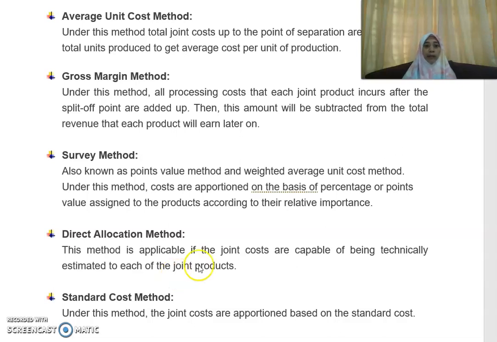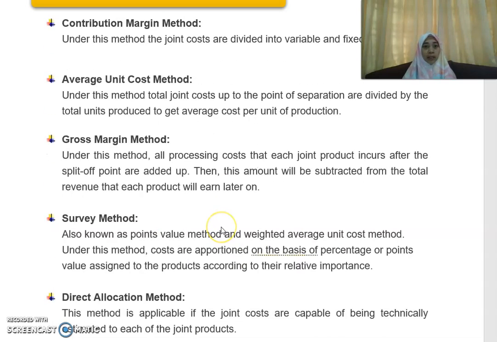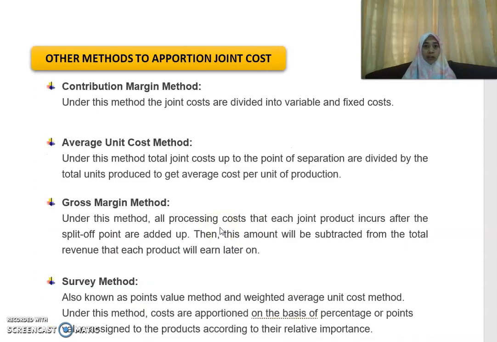Okay, and then you can read further to know the benefits, the drawbacks of each method, and the reasons why you choose a certain method compared to others, or when are these methods suitable to be used. So basically, you just need to find a certain basis to apportion your joint cost to each of your joint product. Okay. So hopefully that you have a better understanding on this, and then do your revision.